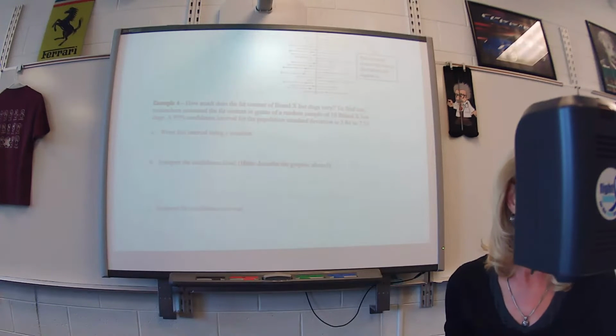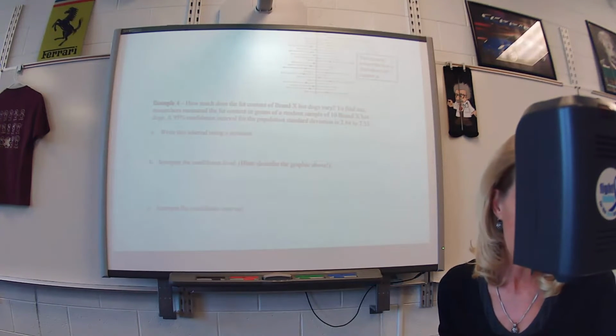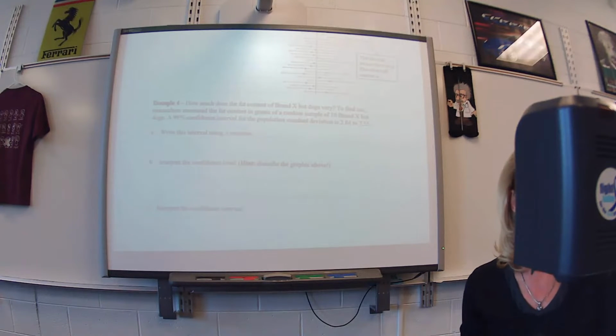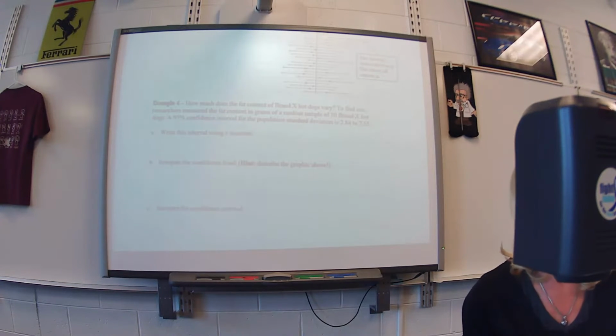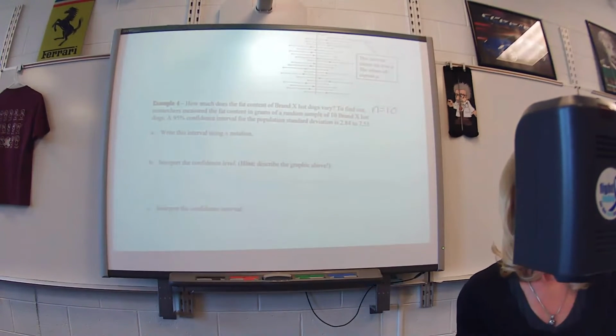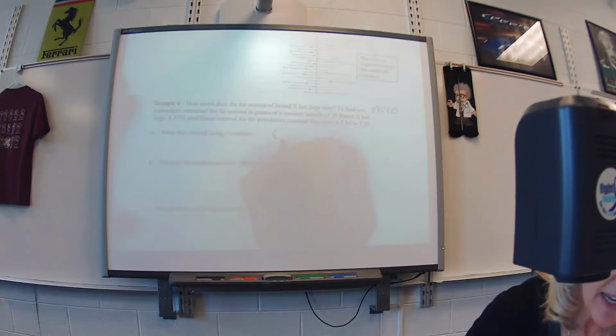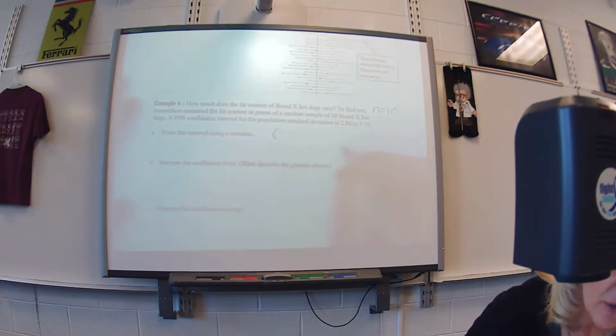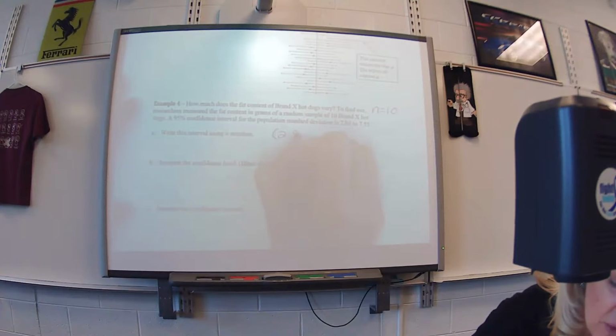All right, so this last example: how much does the fat content of one brand of hot dogs vary? To find out, researchers measure the fat content in grams of a random sample of 10 hot dogs. There's your n size. They set up a confidence interval. Measure the fat content, so this is probably an x bar, like they're doing the mean fat content. So 2.84 up to 7.55.